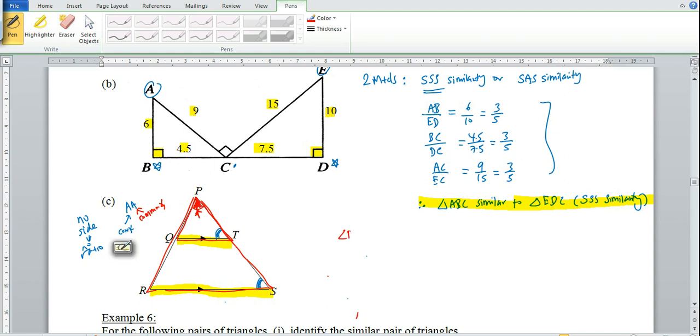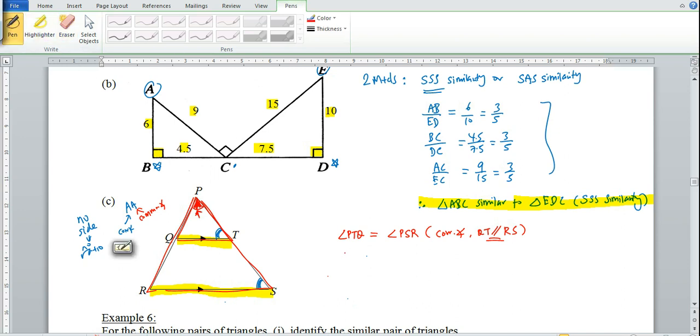So I have my angle PTQ equal to my angle PSR. This is due to my corresponding angle. So I have to state the reason down. Corresponding angle because QT is parallel to RS. So you have to state the parallel lines for the corresponding angle to be used. So that's my first A.